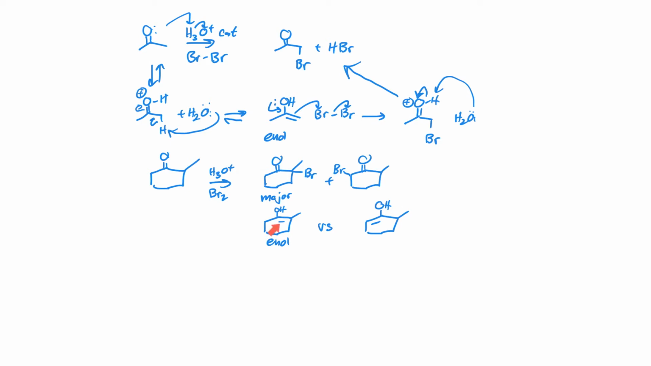So since this is the major product, when this reacts with bromine, we end up with a bromine at this tertiary position way more often than we end up with a bromine at the less substituted position. So that's how we're going to distinguish the major and minor products.